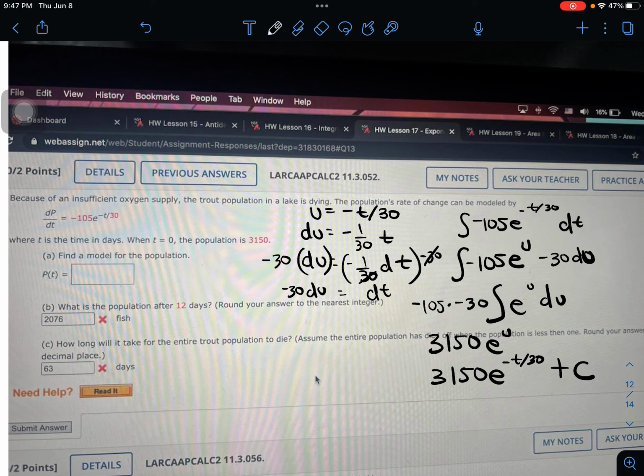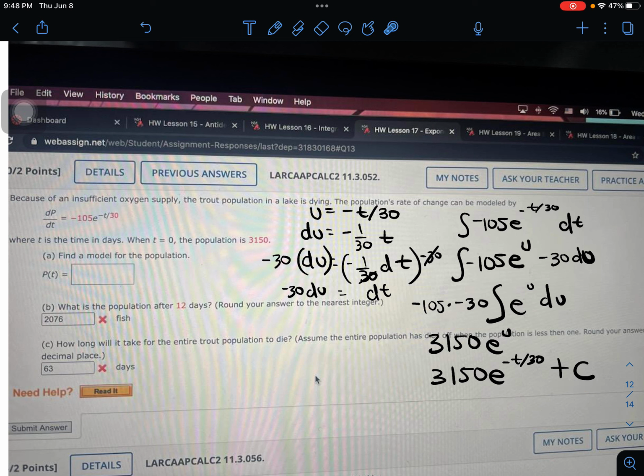That plus c can be any number. But that's not what I want. That's not the answer yet. I don't want a c. I need to find not the indefinite integral. I need to find a specific function.